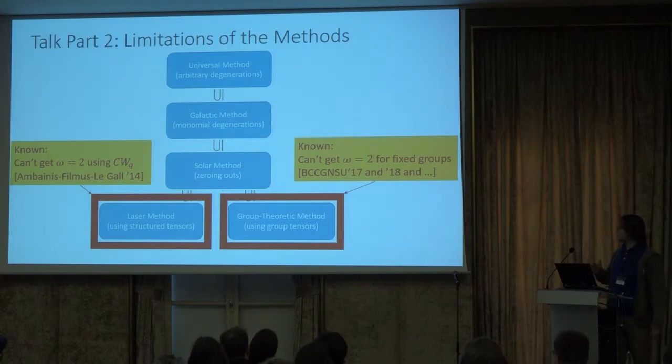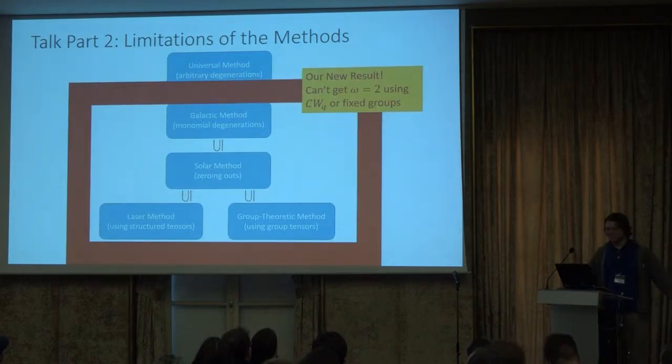But these results, I think they leave a bit to be desired. Basically, if you start with the Alman, Vassilevska Williams and Le Gall result and you change the Coppersmith-Winograd tensor a little bit, or you change the laser method a little bit, suddenly their lower bound result just doesn't apply anymore. So what we prove is a much more general limitation result.